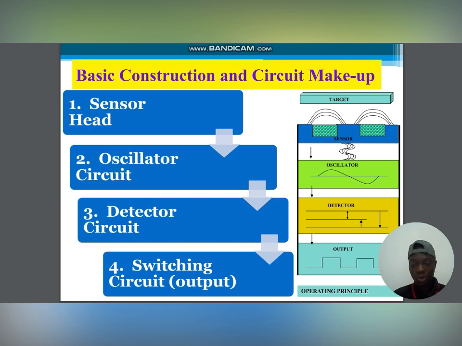Here's the diagram showing the mechanism or the operating principle of this sensor. Here's the sensor head creating an alternating current, and then the oscillator relaying it to the detector, and then the detector relays to the output.